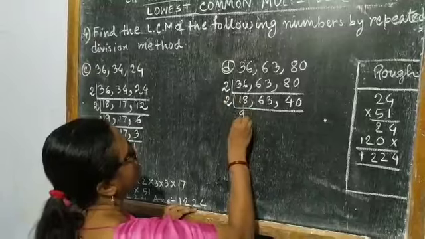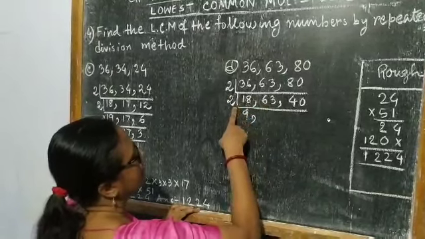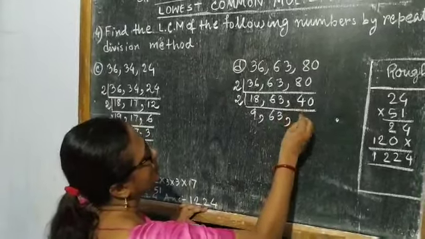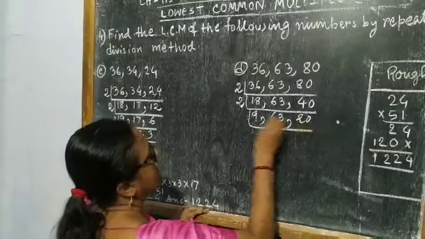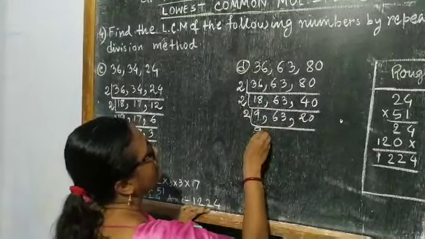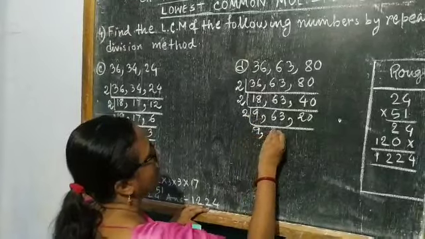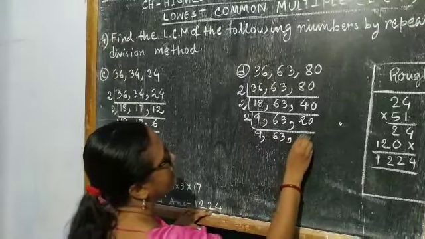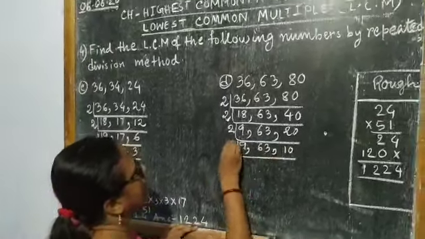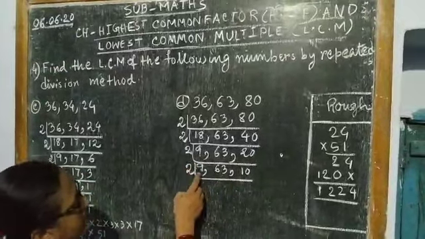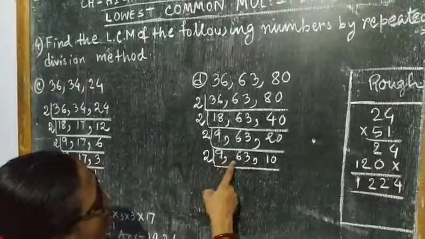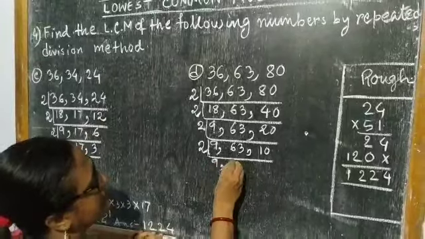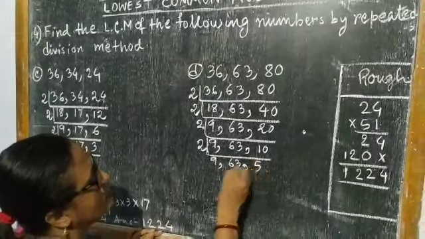So 18 divided by 2 is 9. 63 is not divisible by 2, so copy it down without dividing. 40 divided by 2 is 20. Again divide by 2. 9 is not divisible by 2, so copy it down without dividing. 63 also the same. Now 20 divided by 2 is 10. Again 10 is divisible by 2, so divide the numbers of this row by 2. 9 is not divisible by 2, so copy it down. 63 also the same. 10 divided by 2 is 5.